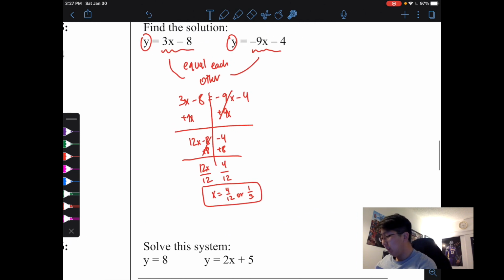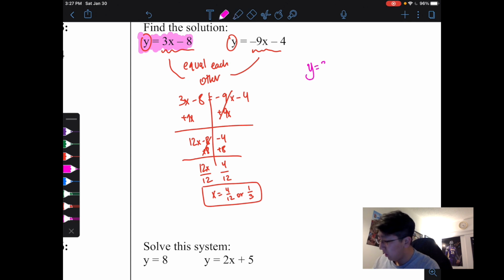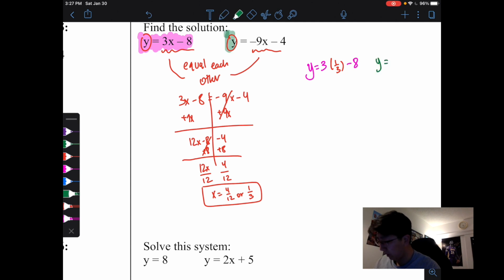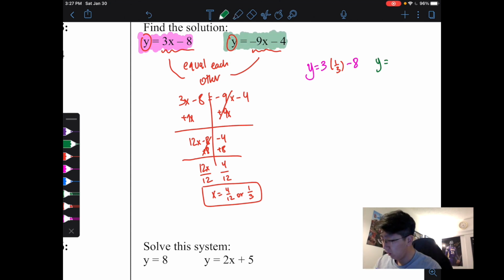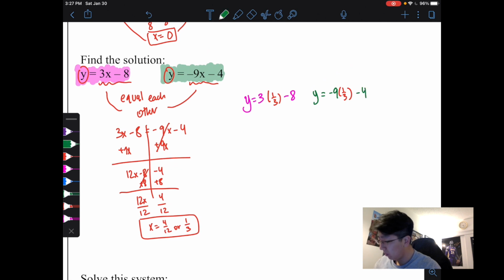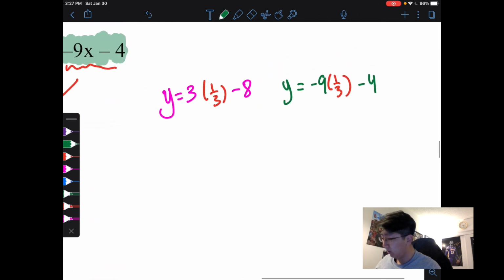All right. Now that we know what x is, we're going to plug it back into both the equations to find out what our y value is. Let's do the first one in pink. y equals 3 times 1/3 minus 8. And the second one, let me highlight this: y equals negative 9 times 1/3 minus 4. Okay, so I copied them and plugged in x.